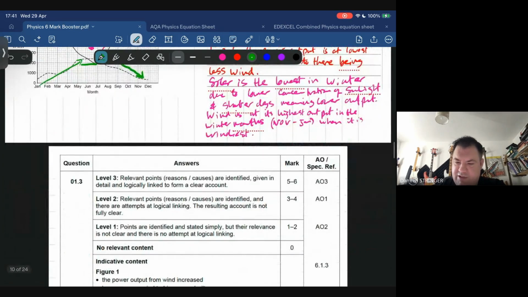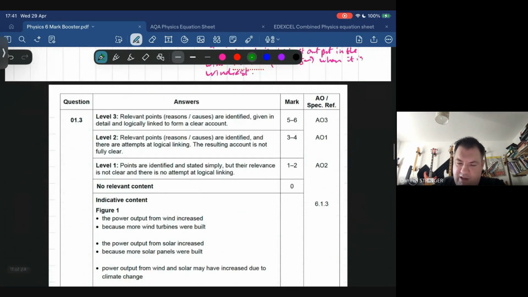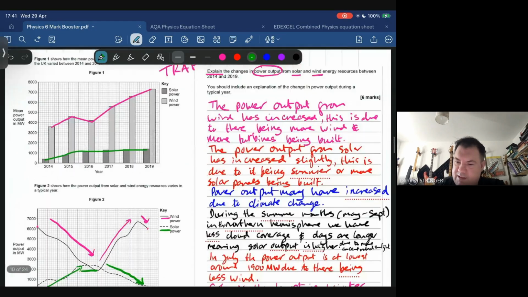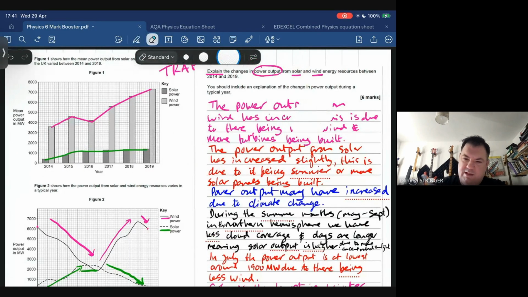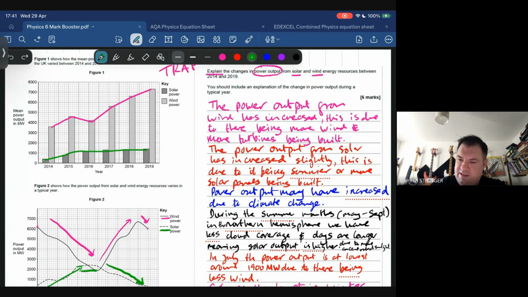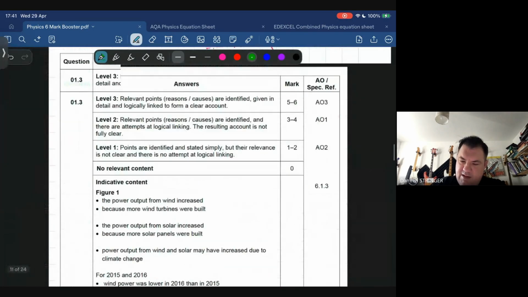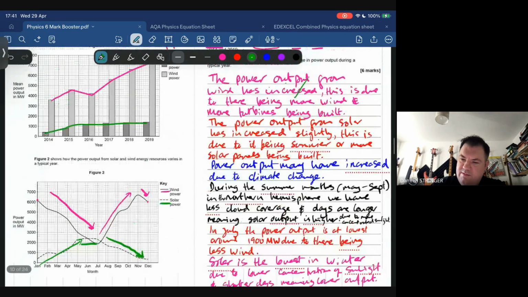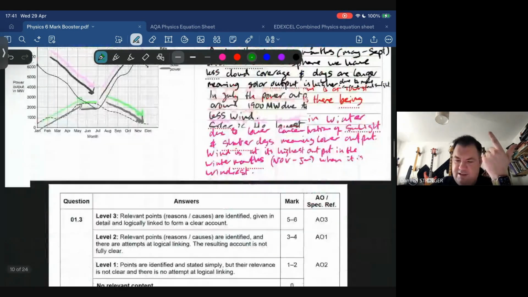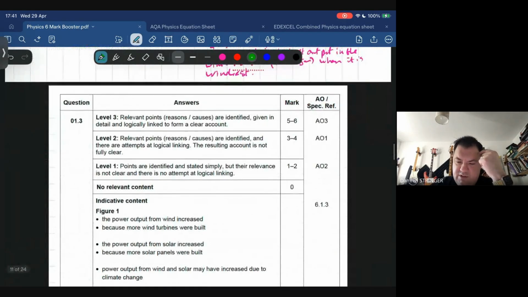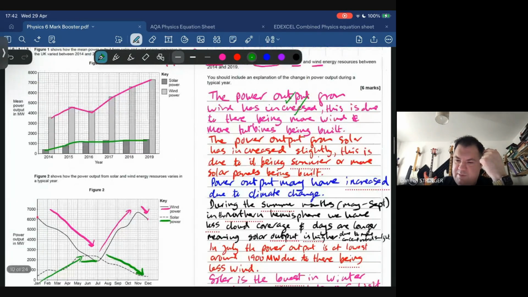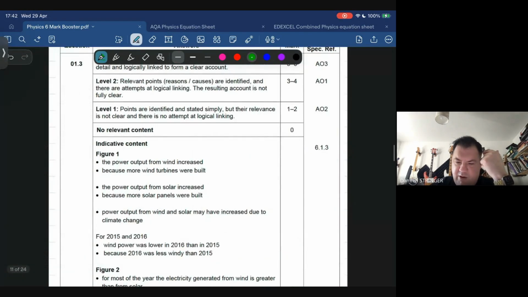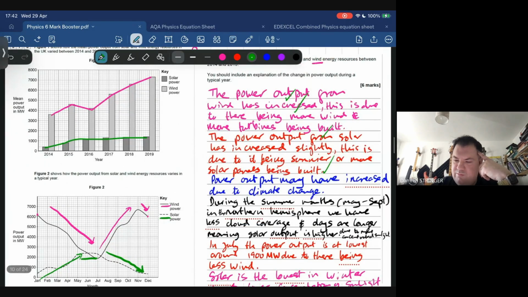Relevant points, reasons, causes, right. Output from wind increased because more wind turbines were built. So, oops, hello, we don't want to be rubbing it out. So, yeah, we did say that being built. That was like 2 points. So, noticing it's increased, and then also that it's because of turbines. Solar output increased, more solar panels were built. Okay. Does it mention the weather as well? Power output from wind and solar may have increased due to climate change. Well done.